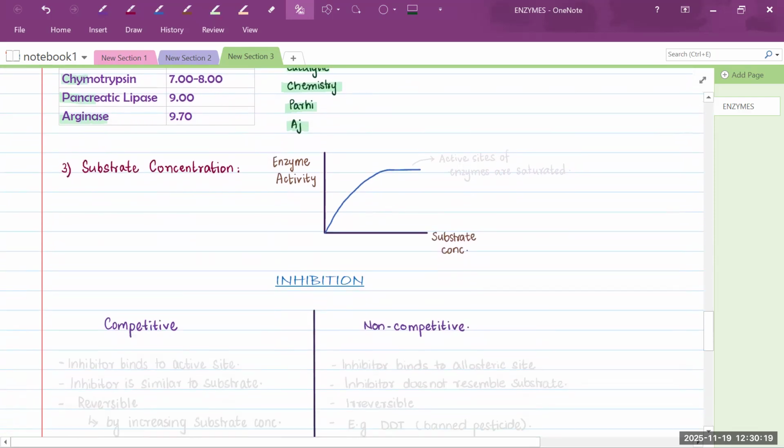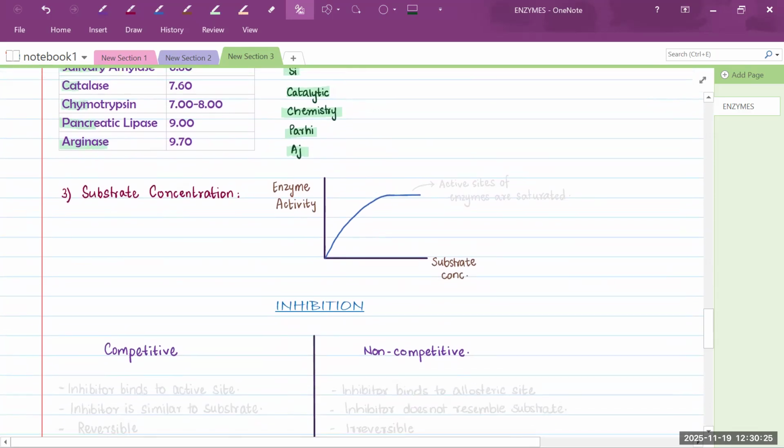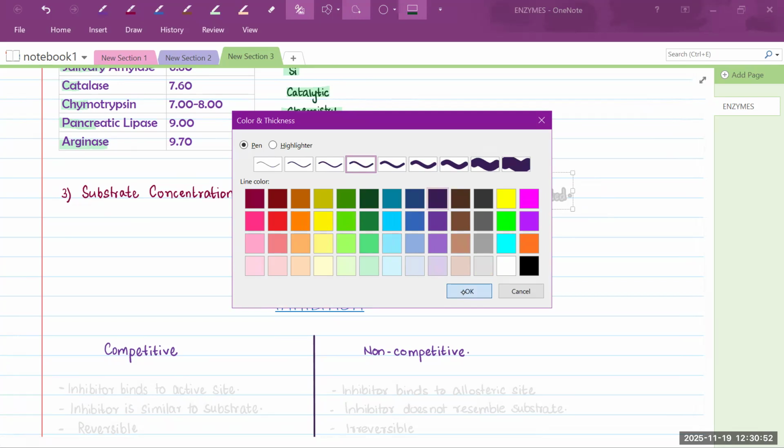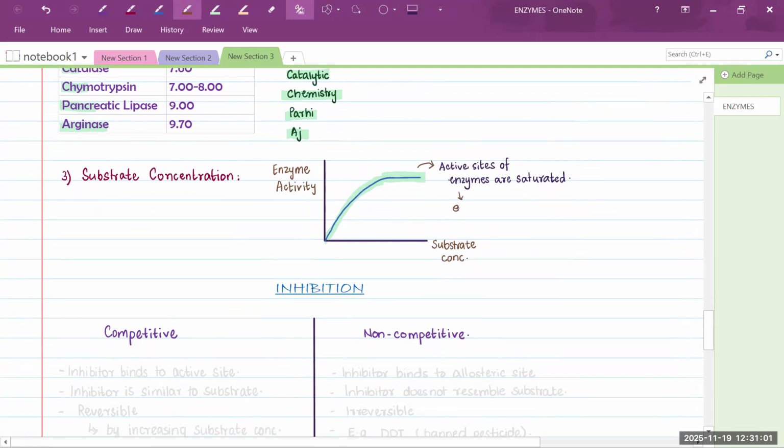Moving on, our third factor which affects enzyme activity is the substrate concentration. Let's look at the graph. We can see as the substrate concentration is increasing, enzyme activity is increasing until it reaches this value of substrate concentration at which enzyme activity becomes constant. The graph plateaus off. So the enzymes are no longer functioning. I'm sorry, that is not the case. The active sites of enzymes are saturated. That means at this point in the graph, the active sites of enzymes are saturated. Enzymes are working at their maximum capacity.